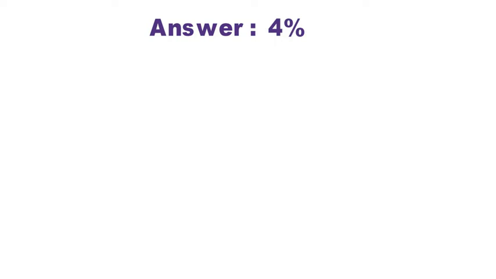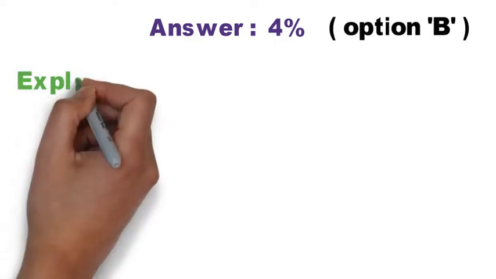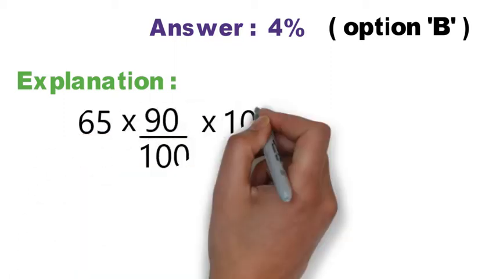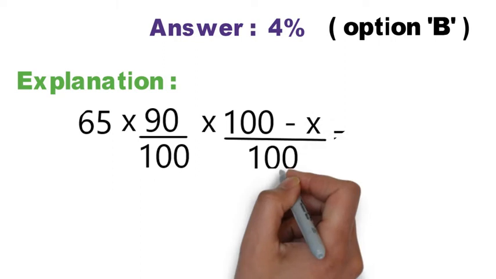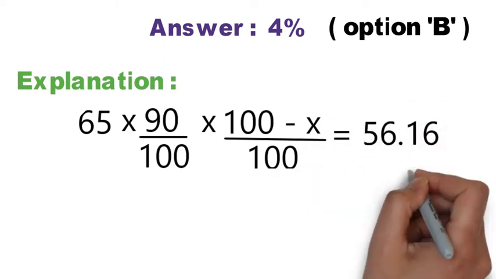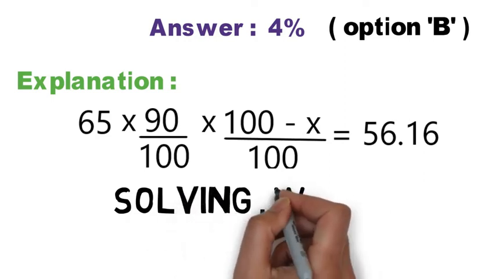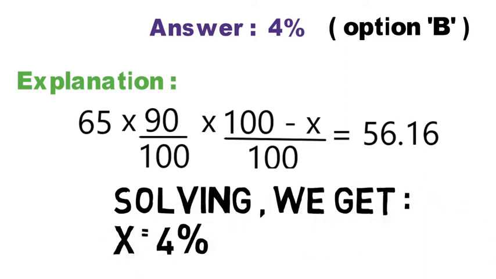Answer: 4%. Explanation: 65 × 90/100 × (100 − x)/100 = 56.16. Solving, we get x = 4%.